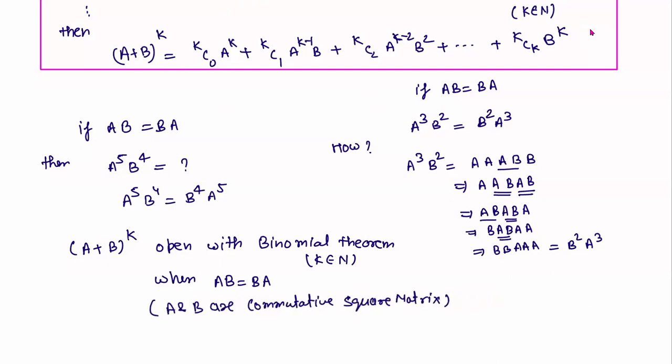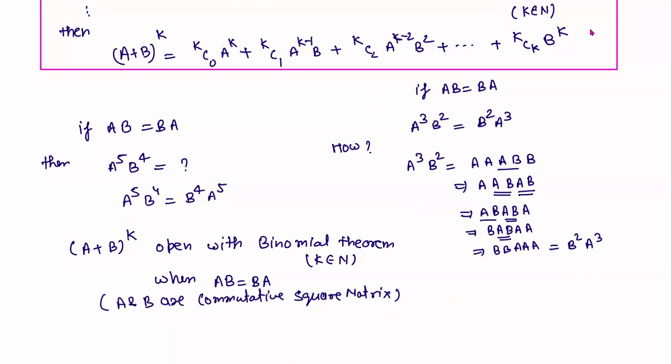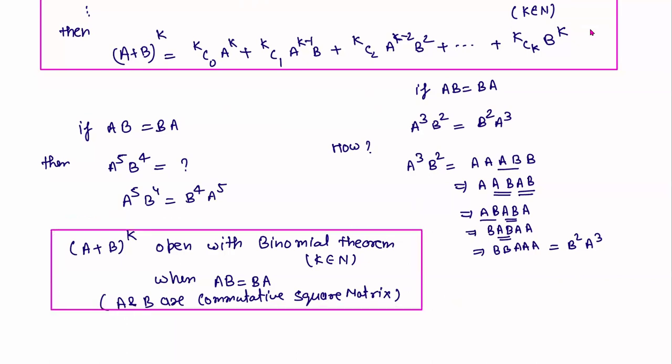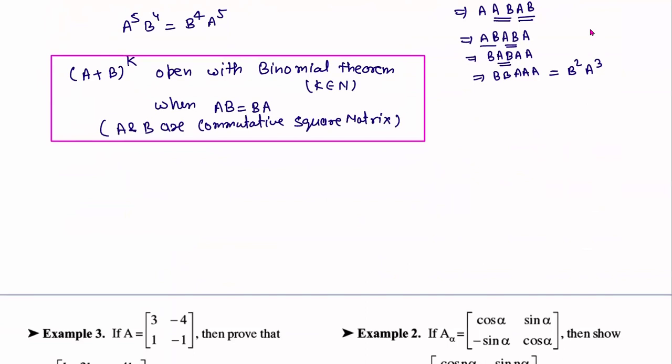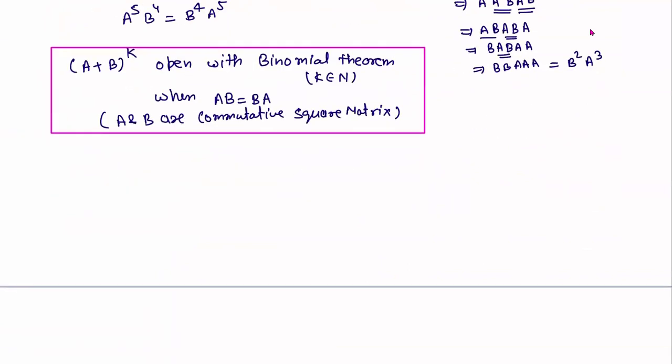Can we anytime use binomial for any A plus B? No. We can use this binomial expansion only when A and B are commutative. How do we check when two matrices are commutative? When AB equals BA. Good. Now tell me, A and I are commutative matrices or not? Yes, sir. A and I are commutative matrices. Why? Sir, because if we multiply any matrix with identity matrix, we get that matrix. So IA is A, AI is A.